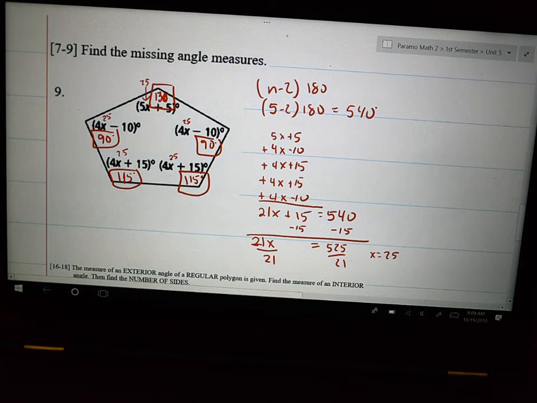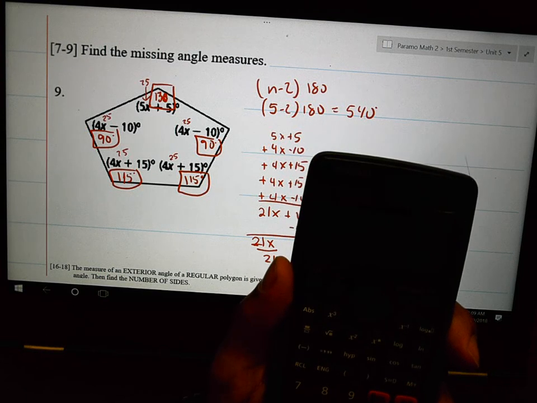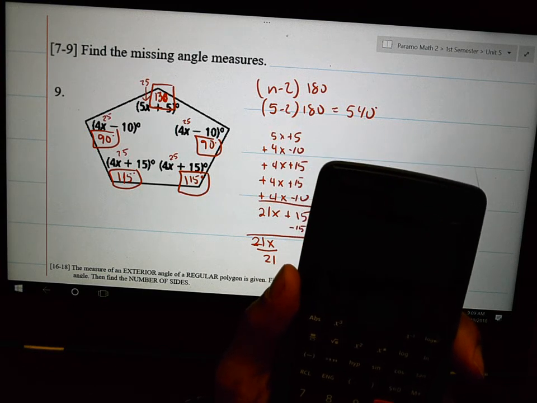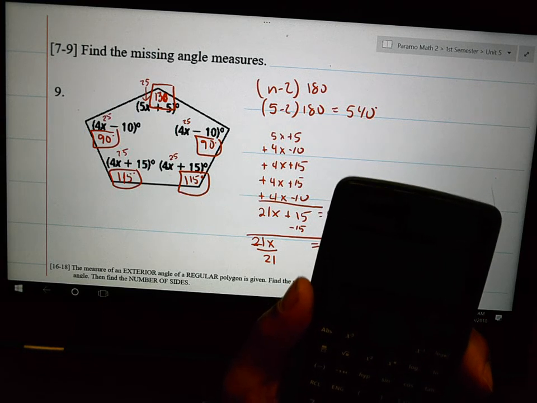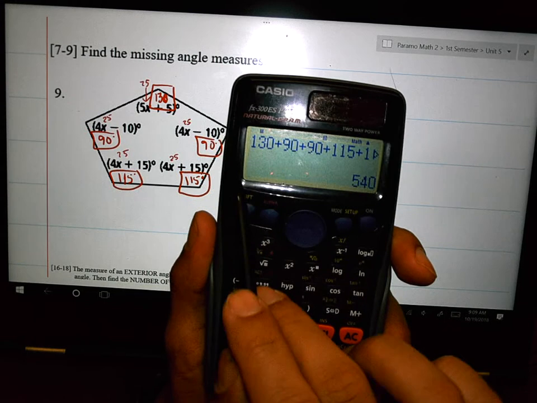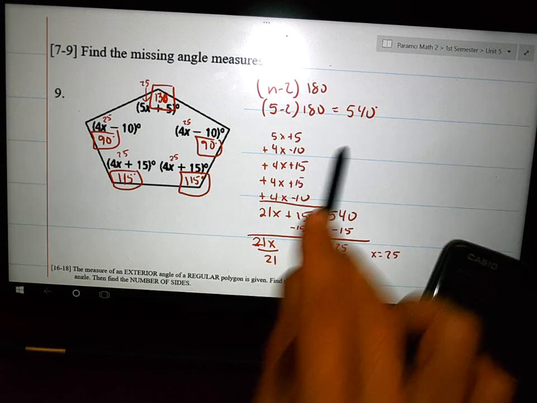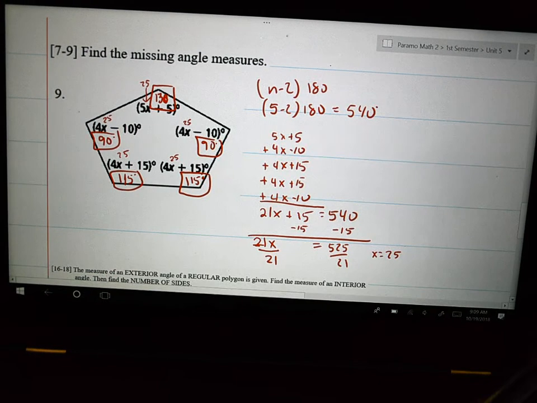Because I like to check myself, what I'm going to do right now is press 130 plus 90 plus 90 plus 115 plus 115. And I wanted to just double check myself. It does add up to 540 degrees. It works. I know I'm right. It's nice.